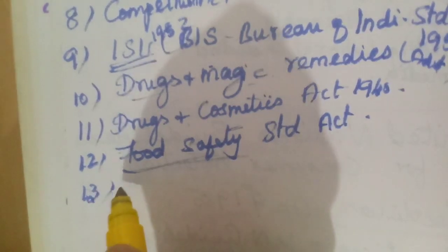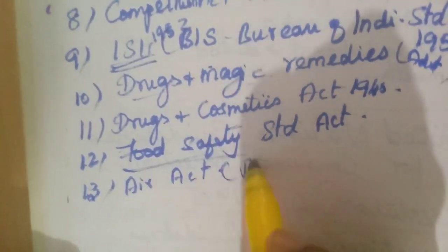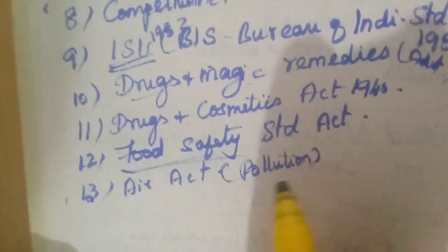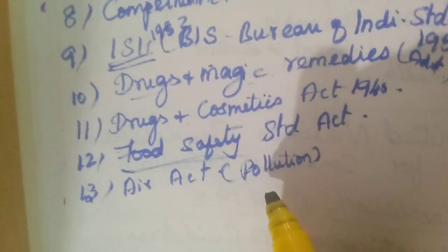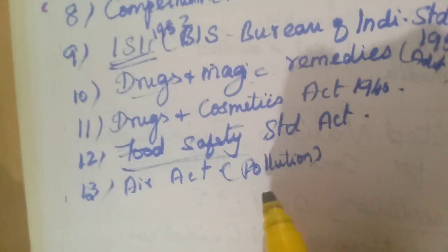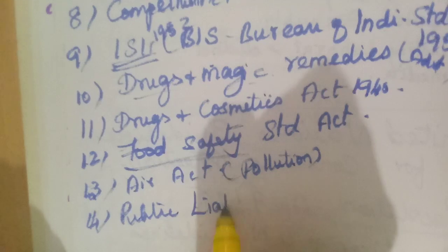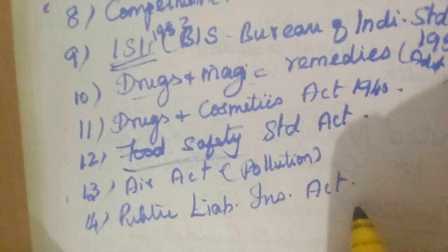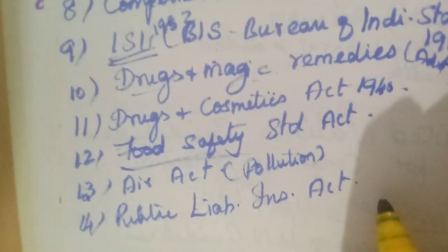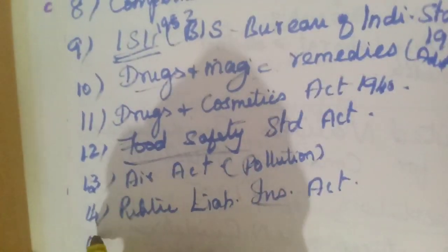Then, the Air Act. Air Prevention and Control of Pollution, especially for pollution. Nowadays, we know very well the air is polluted because of the harmful gases, isn't it, released from the factories and industries. So, there is one act. Then, Public Liability Insurance Act. If any accident occurs, okay, they will provide that insurance claim immediately. So, for that one, Insurance Act is there.